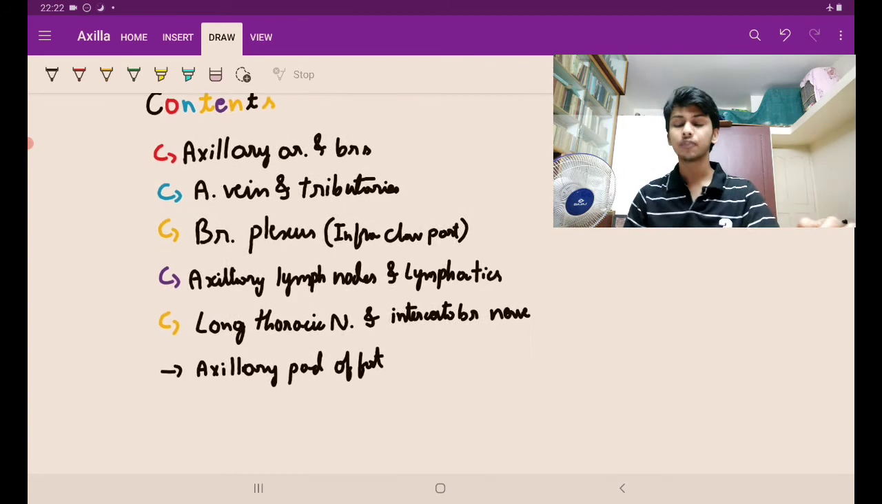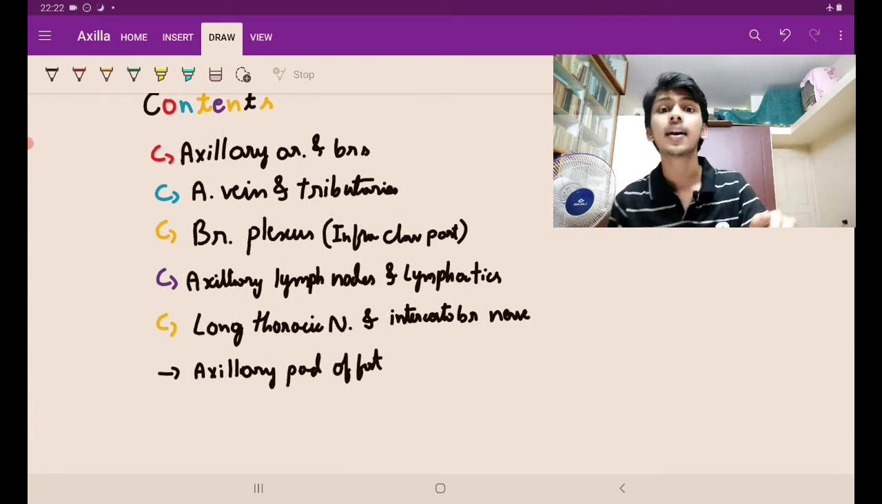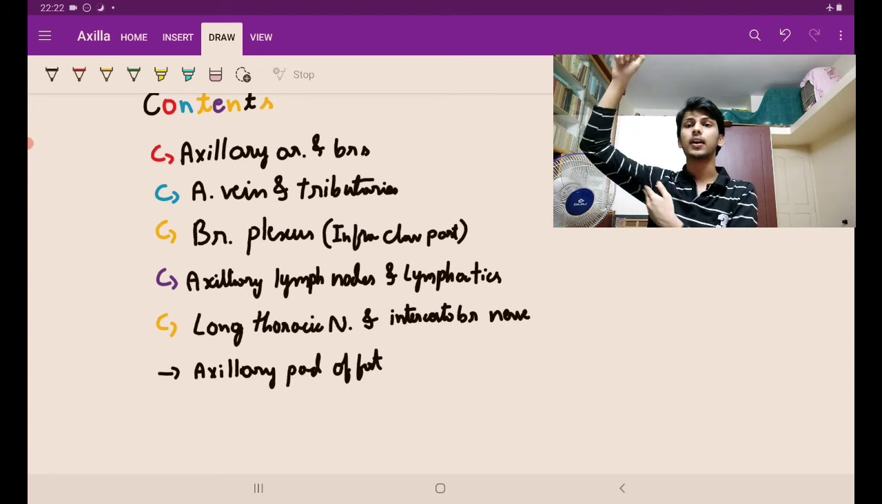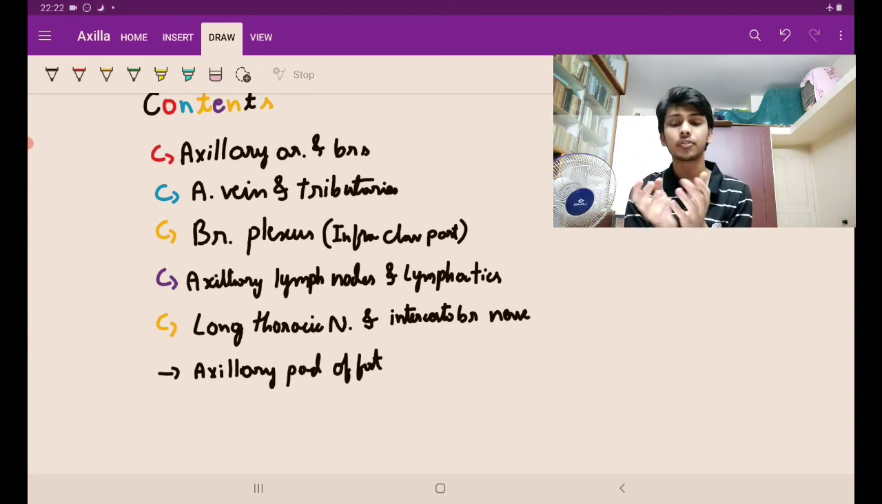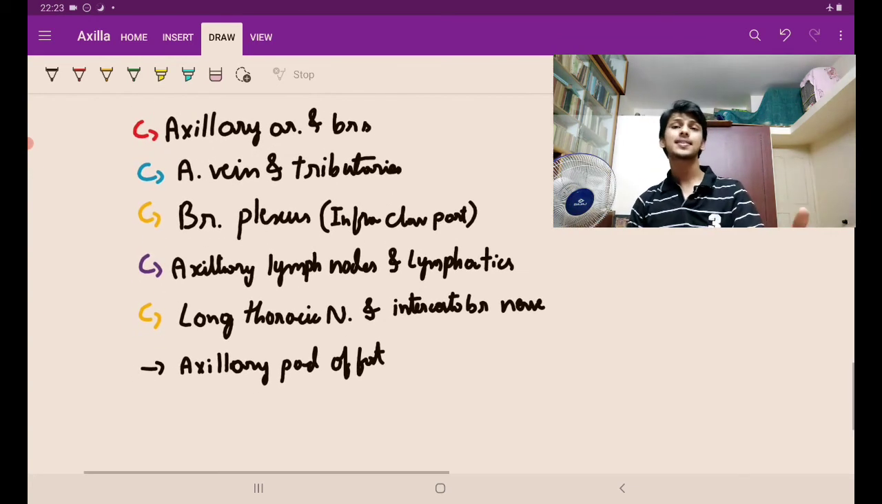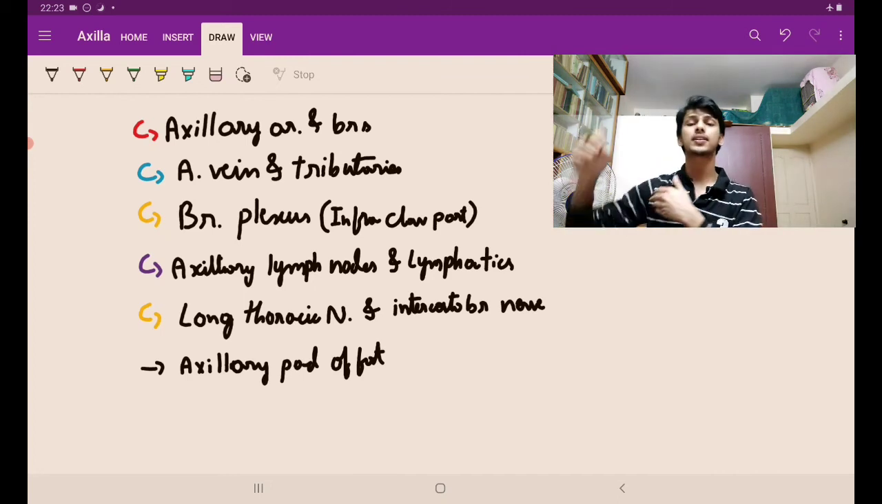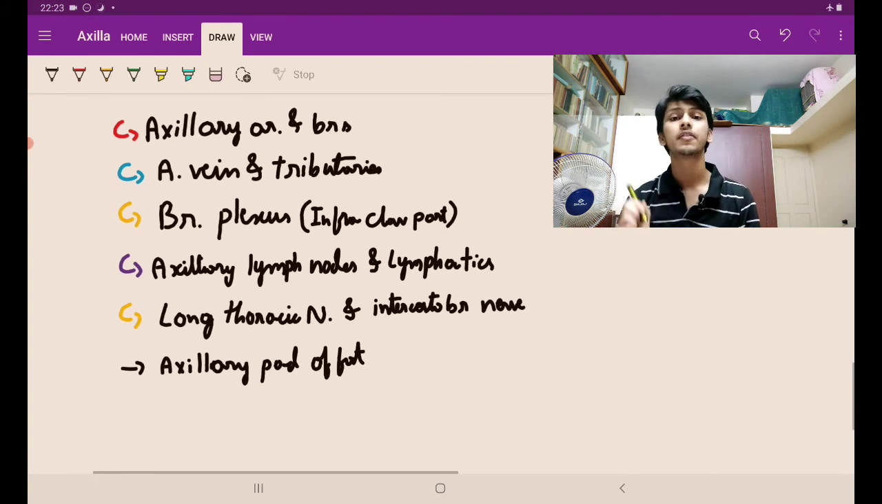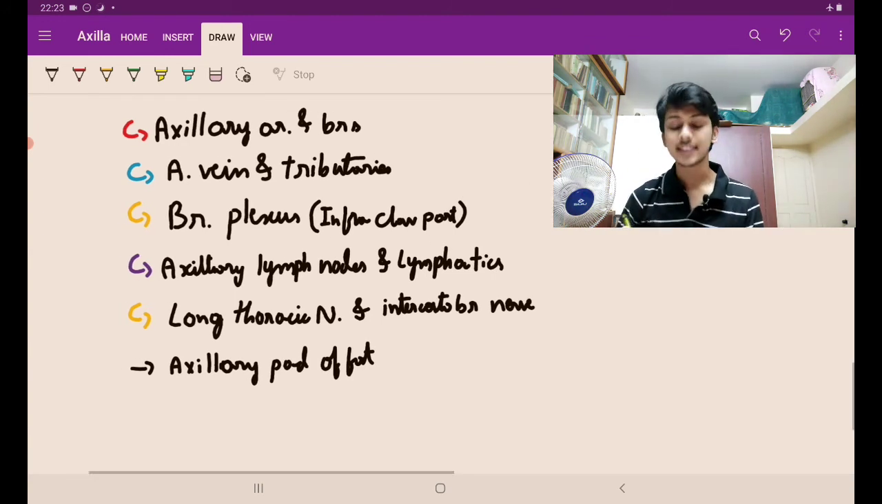Then there are axillary lymph nodes and lymphatics. Guys, we learned that in the lymphatic drainage of breast now, there are anterior group, posterior group, lateral group. Then there is central group, which is in the fat of the axilla. Those all are the contents of axilla. Then there is long thoracic nerve and intercostobrachial nerve. Long thoracic nerve, we have learned that where? We learned that in serratus anterior nerve supply. And intercostobrachial nerve, we will be learning that soon. Then there is axillary pad of fat.